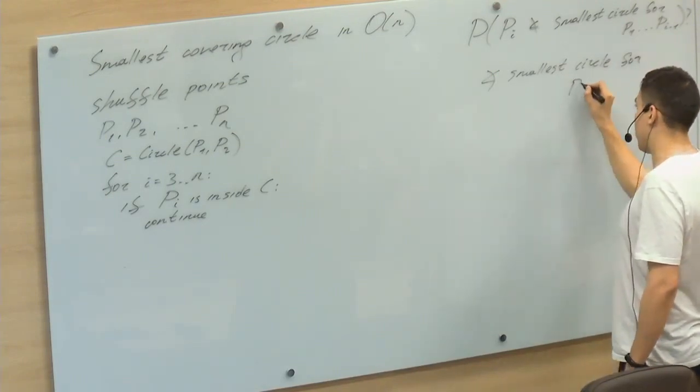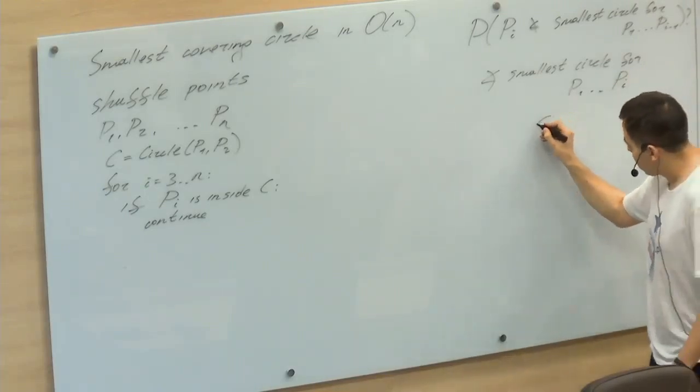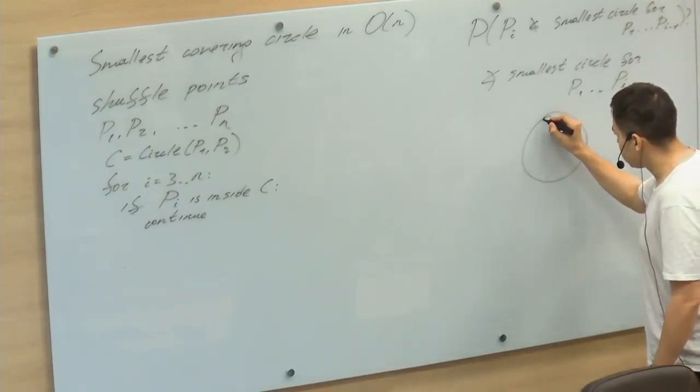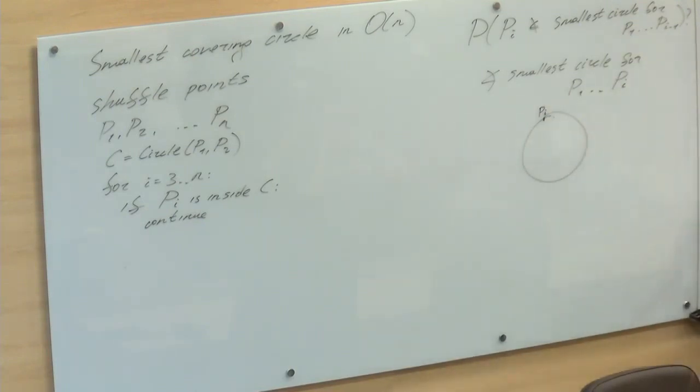For P1 up to Pi, so it must contain Pi somewhere. Now, the probability that we're calculating is the same as we took the smallest circle for i points. What is the probability that the last point is on that circle?